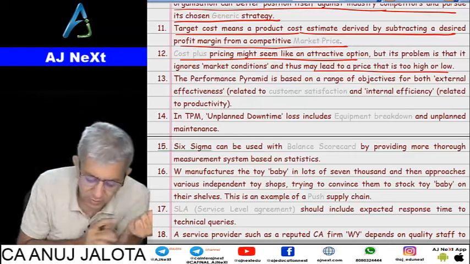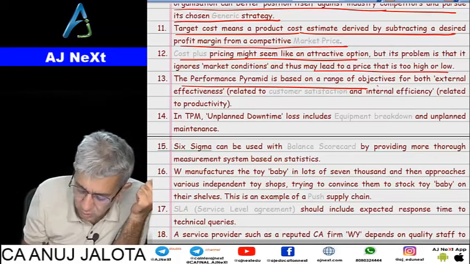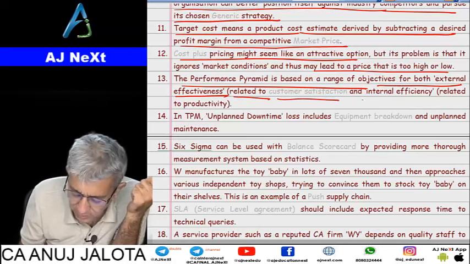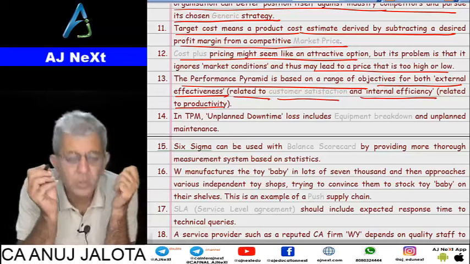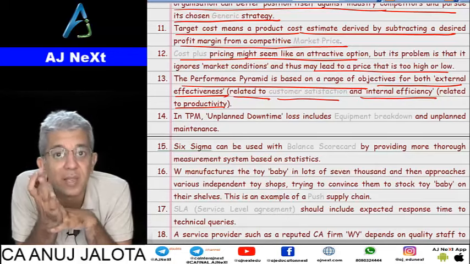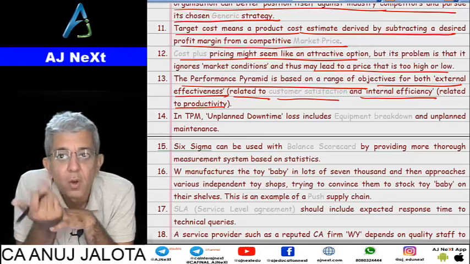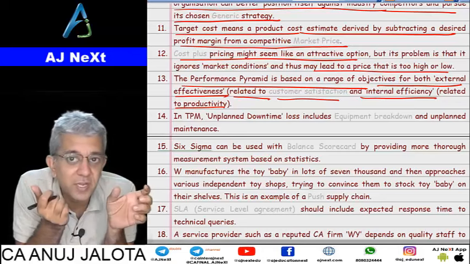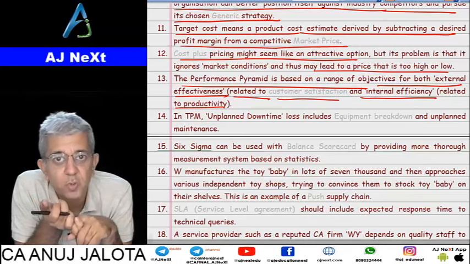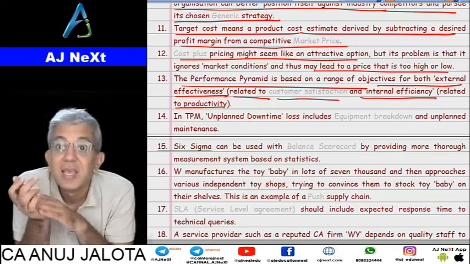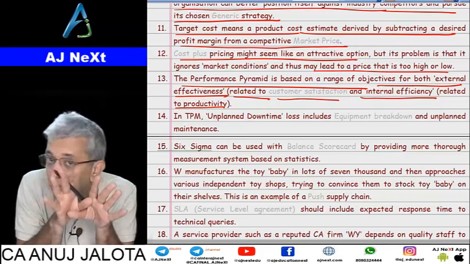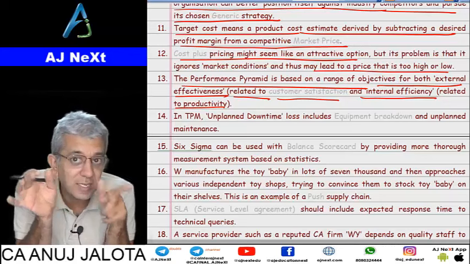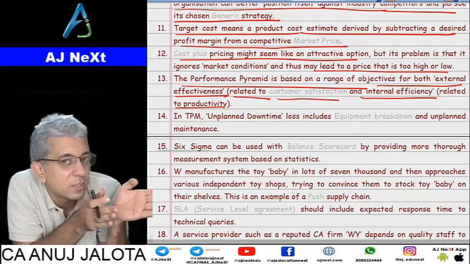Then further, the performance pyramid is based on a range of objectives for both external effectiveness, which is related to customer satisfaction, this was the fill in the blanks, and internal efficiency, which is related to productivity. Try to see your performance pyramid. On the left hand side you have external effectiveness. On the right hand side you have internal efficiency that you get through productivity. The left hand side is external effectiveness you get whenever you satisfy the customer. There are two ways to achieve customer satisfaction. See that performance pyramid, that will be better. The last two things are at the bottom of the pyramid.